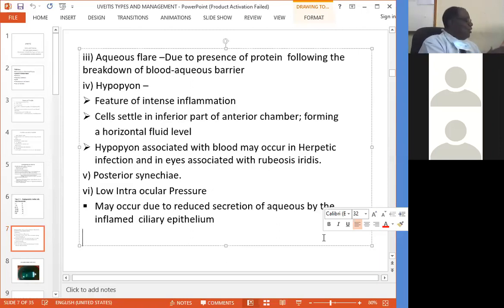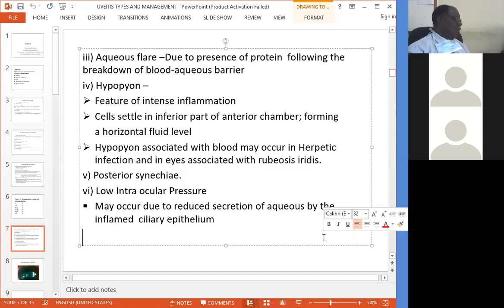Now, posterior synechiae means the pupil margin is stuck, because posteriorly what is there is the lens. Between the lens and the posterior part of the iris is the posterior chamber. Between the anterior part of the iris and the posterior cornea is the anterior chamber. So if the iris is stuck posteriorly, that's posterior synechiae. If the iris is stuck anteriorly to the cornea, that's anterior synechiae.